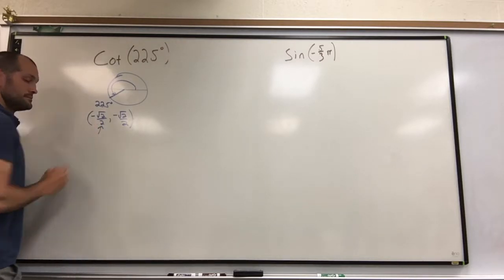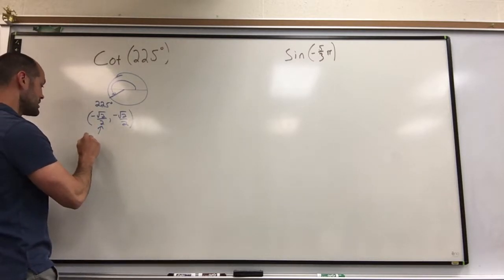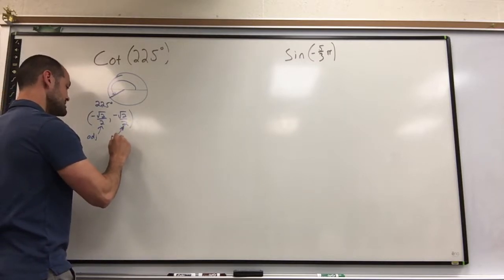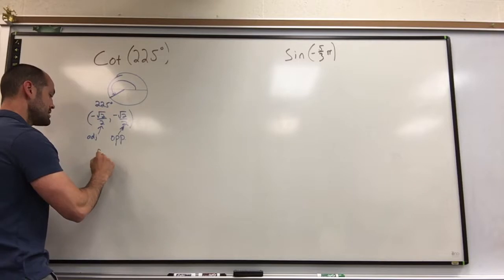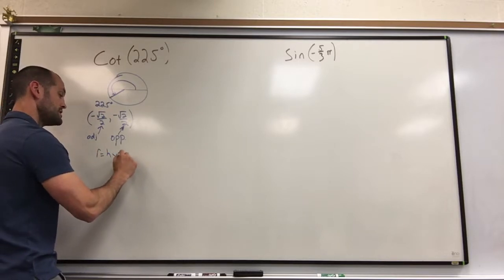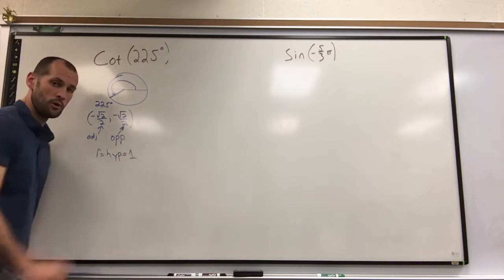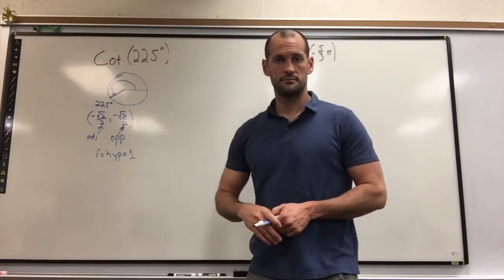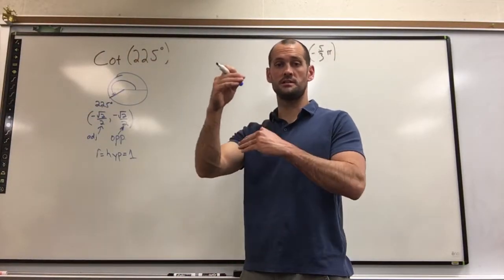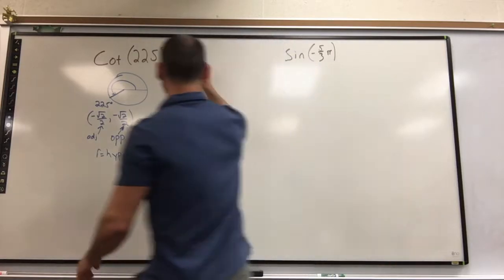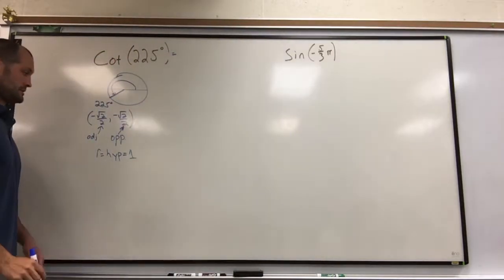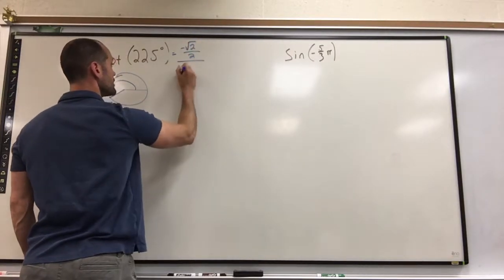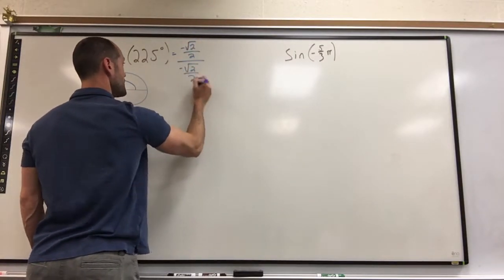This is very important. You need to know that your x value is your adjacent side, your y value represents your opposite side. And the radius will always represent your hypotenuse, which with the unit circle is assumed to be 1. Now, this is the easiest part, cotan. Well, if tangent is opposite over adjacent, cotan is just adjacent over opposite, which I arrive at negative root 2 over 2 over negative root 2 over 2.